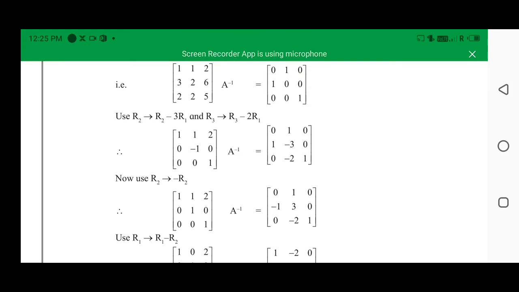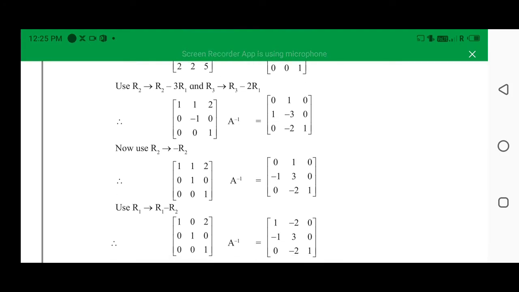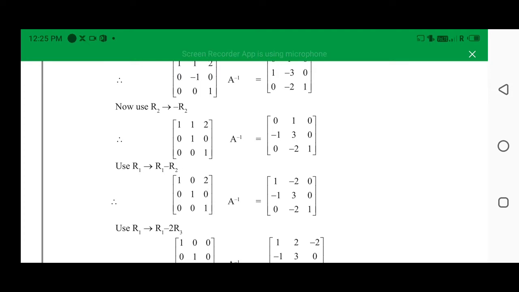Sign will get changed. Now this element is 0, 1, 1, 0, 0, 1. So we have to convert this element as 1. Use R2 tends to minus R2, so you will get the matrix 1, 2, 0. When you multiply by minus 1, that will become 1, 0. A inverse side is 0, 1, minus 1, 3 and 0, and 0, minus 2, 1 as it is.